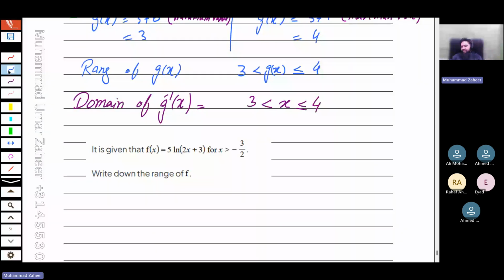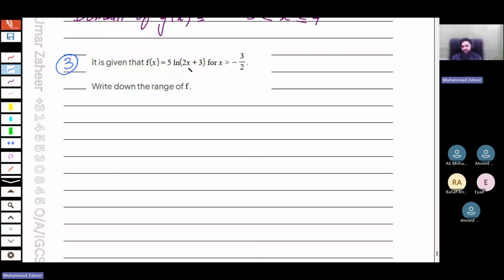He says that it is given that f of x is equal to 5 natural log of 2x plus 3. Okay, this is a logarithmic function. And he says that x is greater than minus 3 by 2, because if you substitute it, you will get the answer 0, and obviously log 0 is undefined. But if you look at the graph of the log function, I told you the natural log always takes the positive values. Okay, so the domain is given.